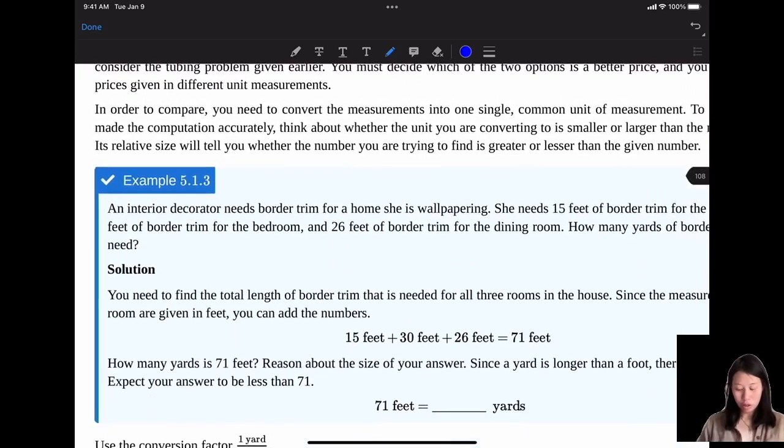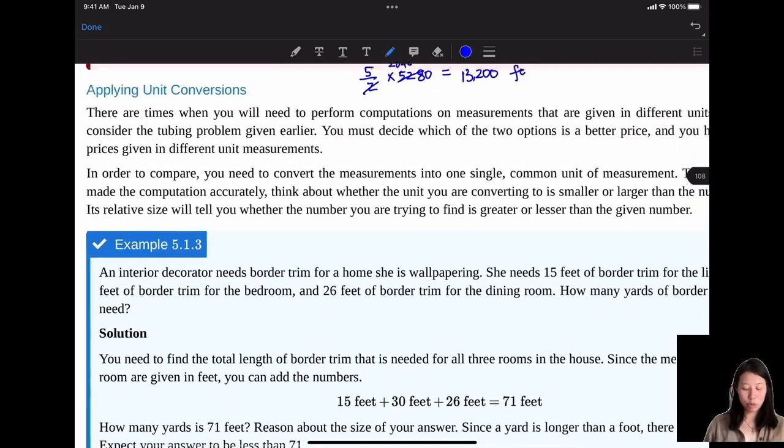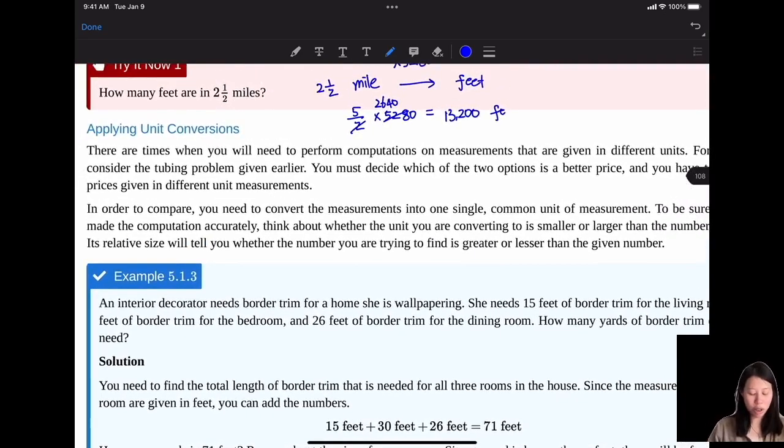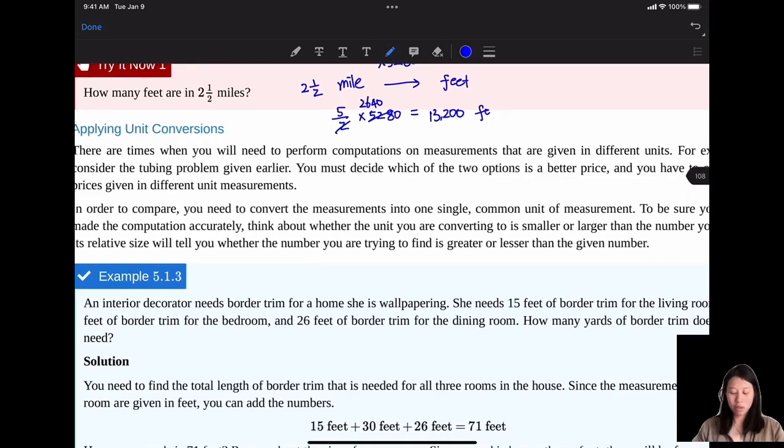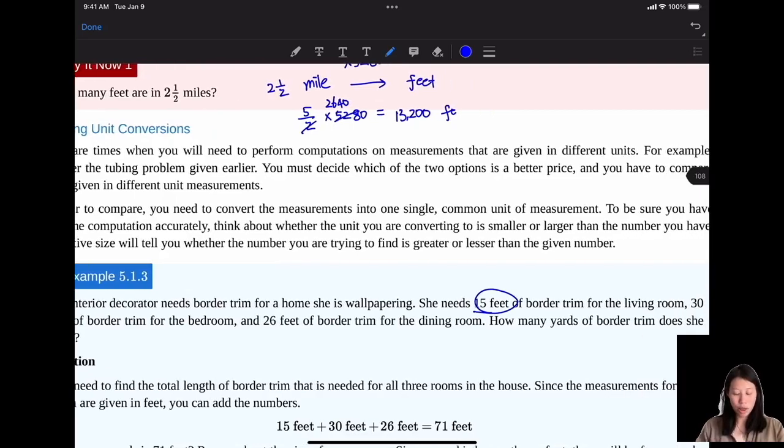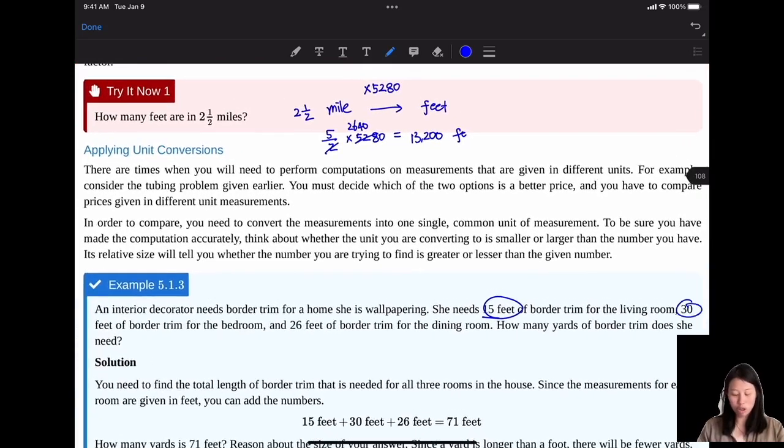Okay, so now the last one in this application problem. An interior decorator needs border trim for a home she is wallpapering. She needs 50 feet of border trim for the living room, 13 feet of border trim for the bedroom, and 26 feet of border trim for the dining room.